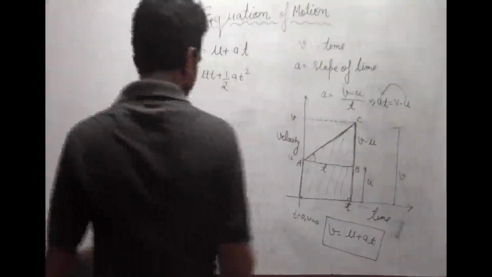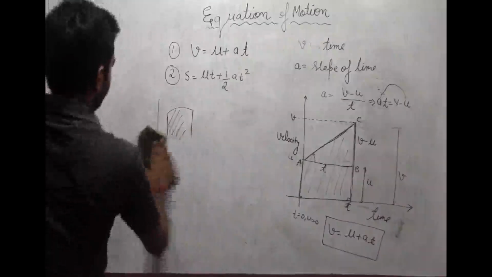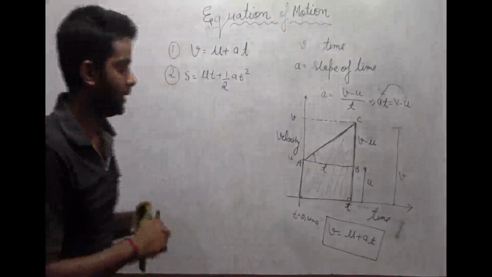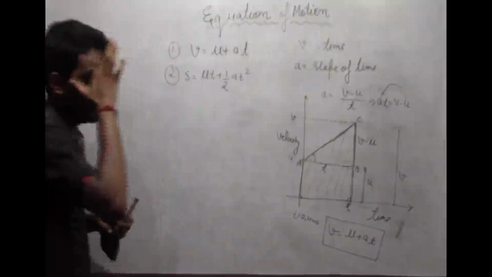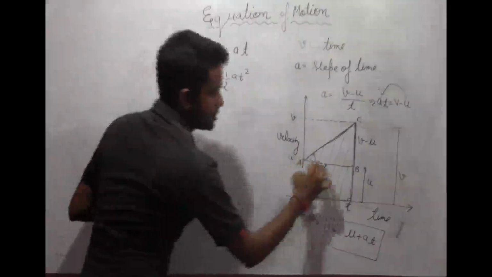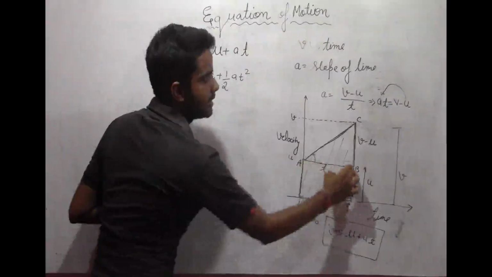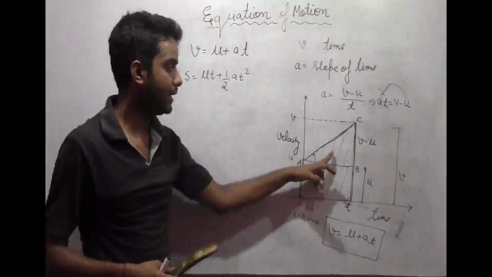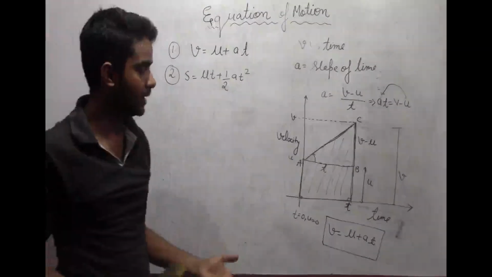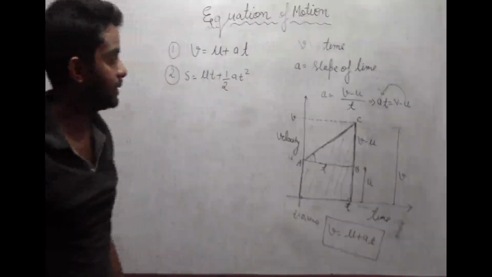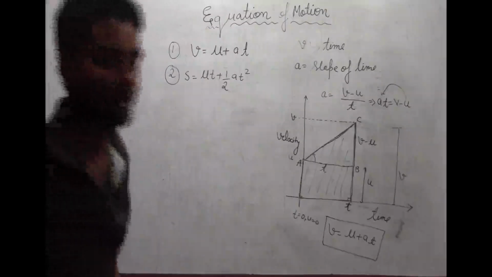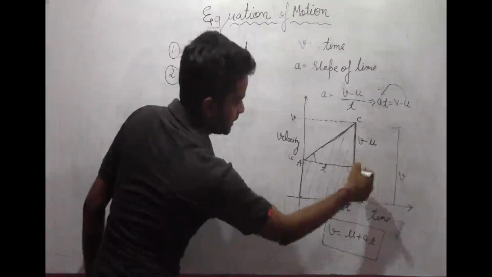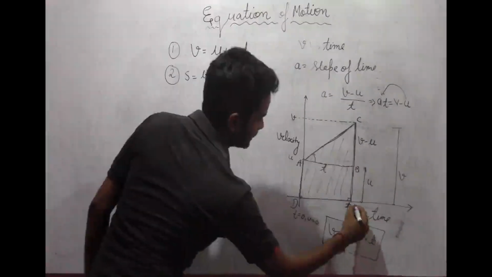Now, how can you calculate this covered area? In this covered area, you may see there are two geometries. The first is a rectangle and the second is a triangle. If you add the area of the rectangle plus the area of the triangle, you get the total covered area under the graph A and C. This is B, this is C, this is D, this is E.